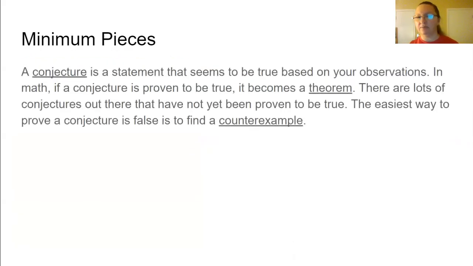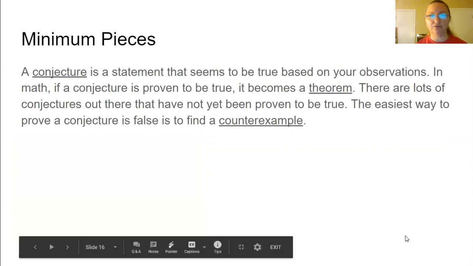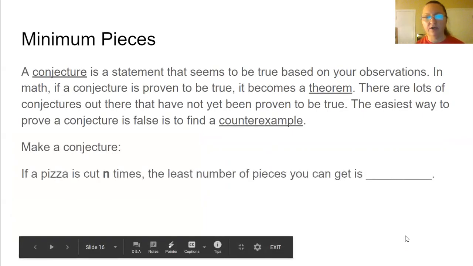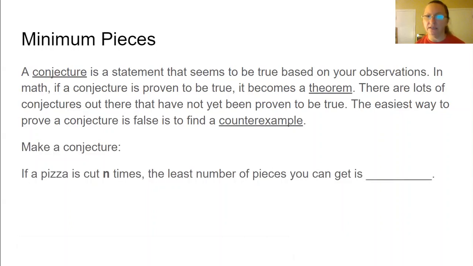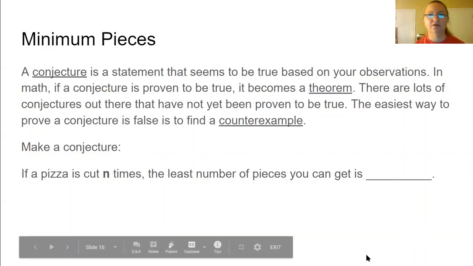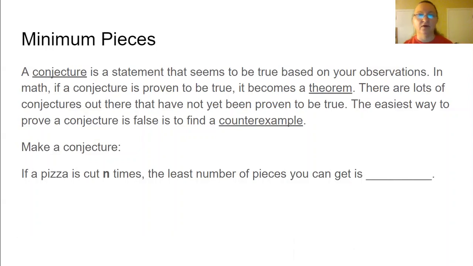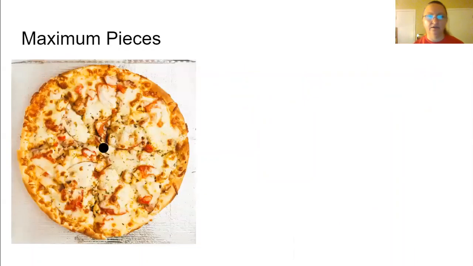So we again had to make a conjecture, and the conjecture was again based on the idea of having n cuts, n being just some number. So if the pizza is cut n times, the least number of pieces you can get is... Students got it. So then the next level, and I knew going into this that we were not going to arrive at the equation for the conjecture, but I had them noticing patterns.